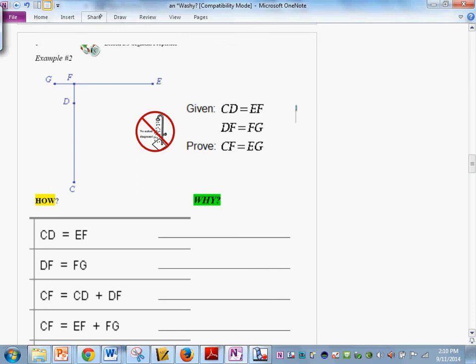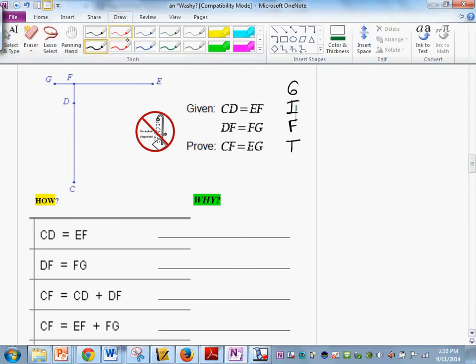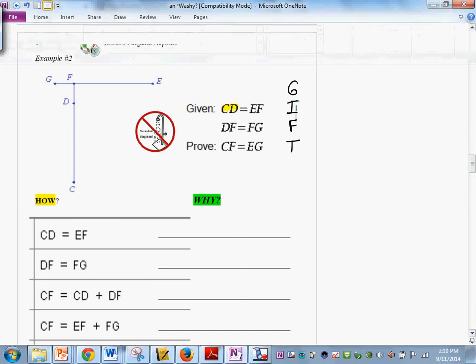Okay, we're going to follow gifts. Given, implied, freebies, talk it through. Just put that in the margin. So given, we start by marking the given on the diagram. So we have CD and EF are equal. So here's EF and here's CD. And they are equal, so, and check. I took care of that.